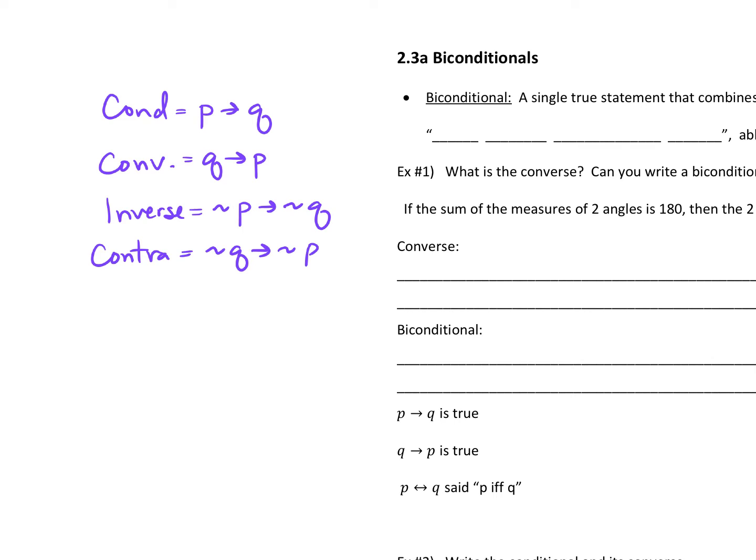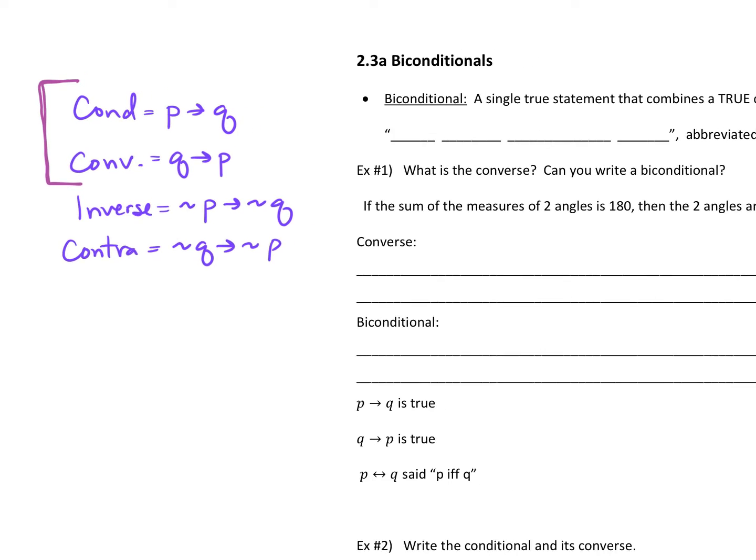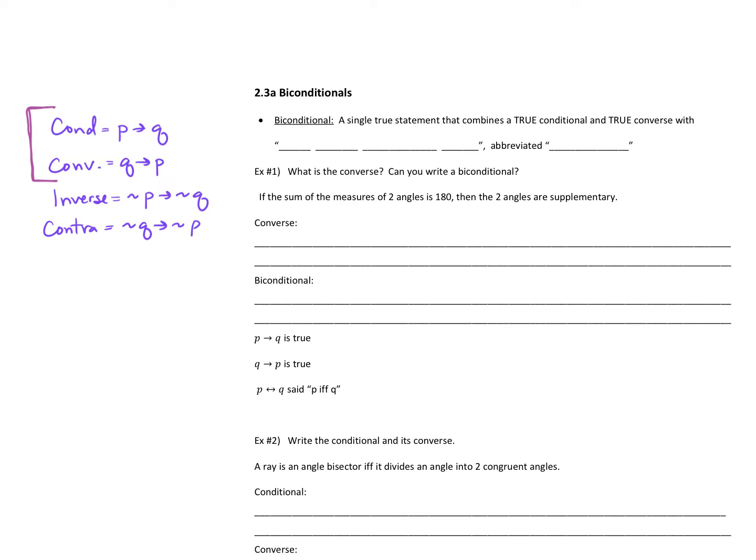Now we're going to talk about what's called a biconditional. So a biconditional uses these 2, the conditional and the converse only. So if P then Q and if Q then P. What you have to do is come up with, does this setup work with a biconditional? And a biconditional is just a single true statement.